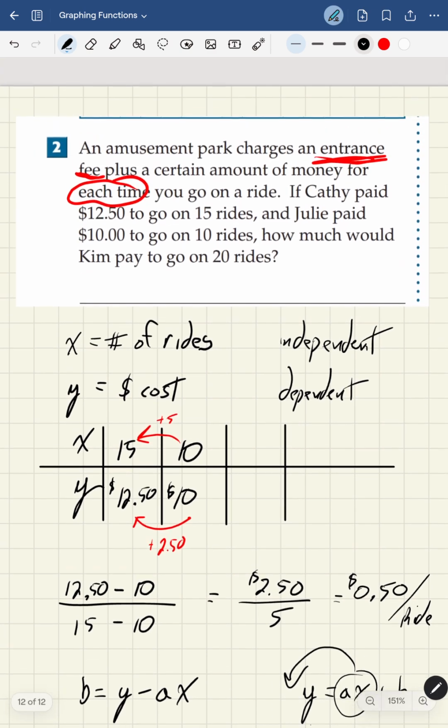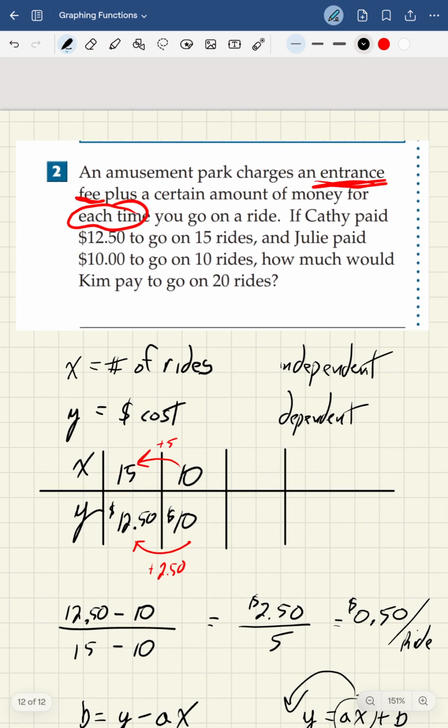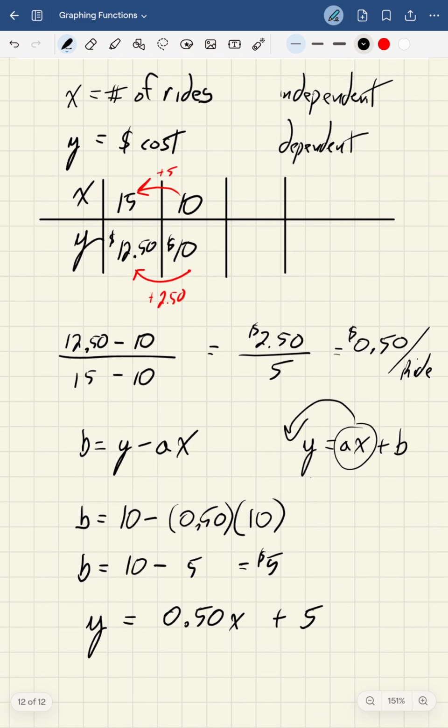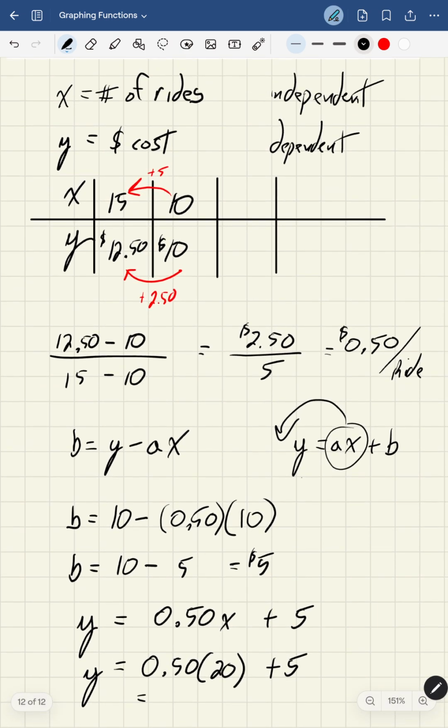And then the question is asking: Kim went on 20 rides. So if Kim went on 20 rides, well then y equals 50 cents per ride times 20 plus the $5 fee. So 50 cents times 20, that's 10, plus 5, it's $15. So she paid $15 to go on 20 rides.